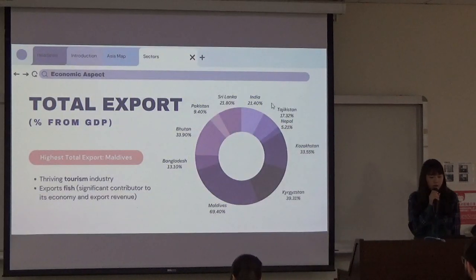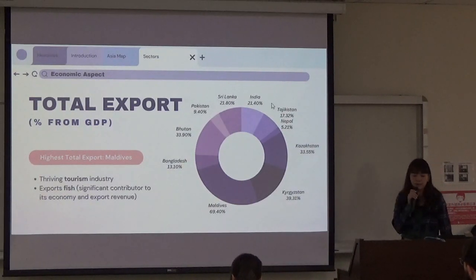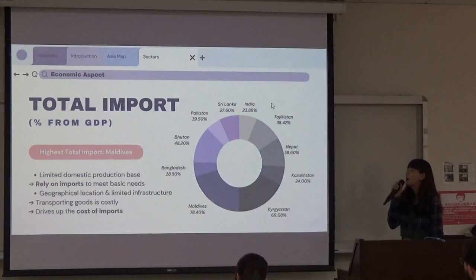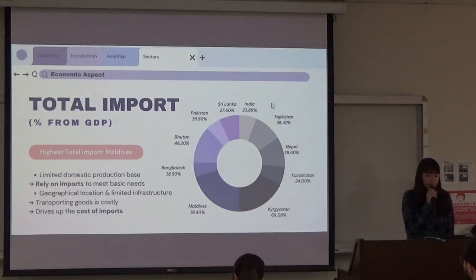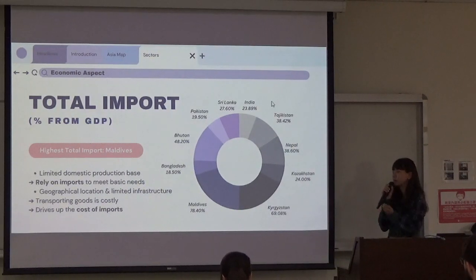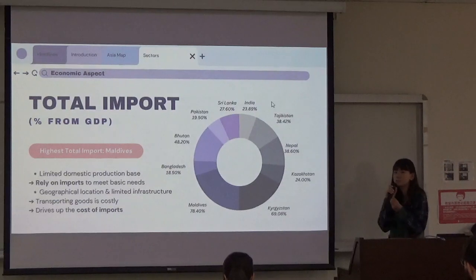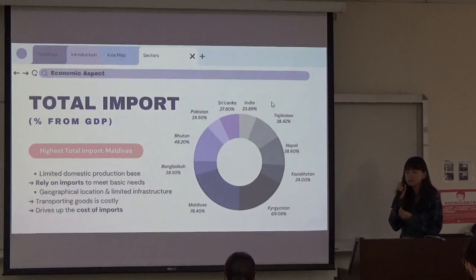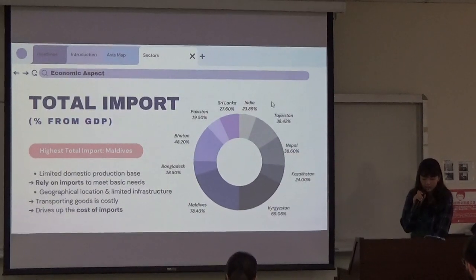And here is the GDP per capita, and the highest GDP per capita comes to the Maldives too, not only because of their tourism industry, but because they export fish, which is surprising to me. Also for imports, the Maldives also has the highest total import. I think it's quite obvious because the Maldives is a small island, so they heavily rely on importing to meet their domestic needs. They need to transport food from India to the Maldives, and it costs a lot.